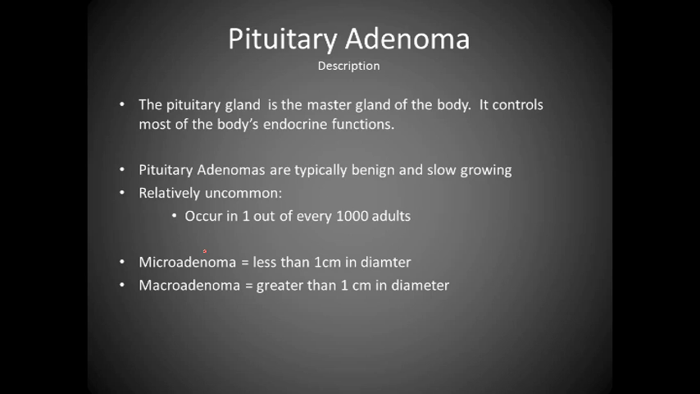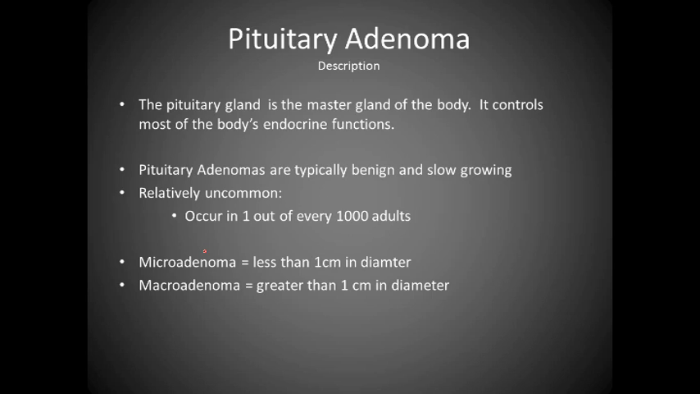So that brings us to a pituitary adenoma. The pituitary gland is the master gland of the body. It controls most of the body's endocrine functions. Pituitary adenomas are typically benign and are slow growing. They are relatively uncommon, occurring in 1 out of every 1,000 adults.